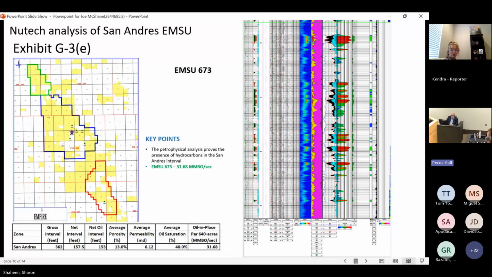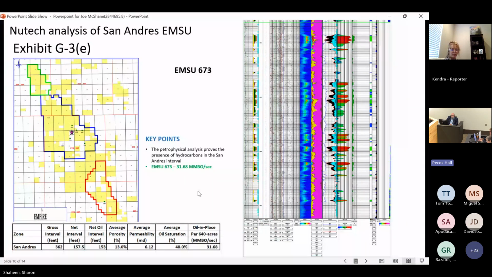Does this slide show the new tech result of its analysis of the EMSU 673? Correct. And again, it's showing the same things in the log deliverable that we have screenshot on there. The important tracks to point out are the hydrocarbons in place versus water saturation, and then the permeability to the right of that. And again, just off the structural closure, we're still seeing average porosity of 13%. We're seeing an increased perm of 6.12. And we're seeing a consistent oil saturation average of 40% right there.